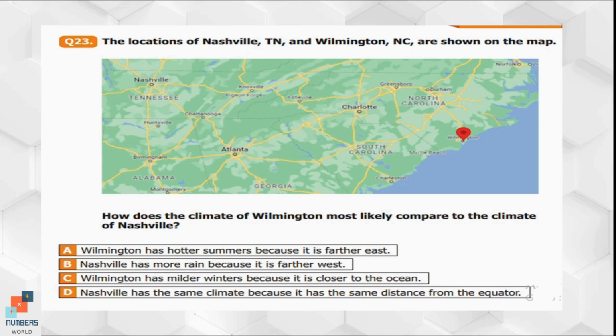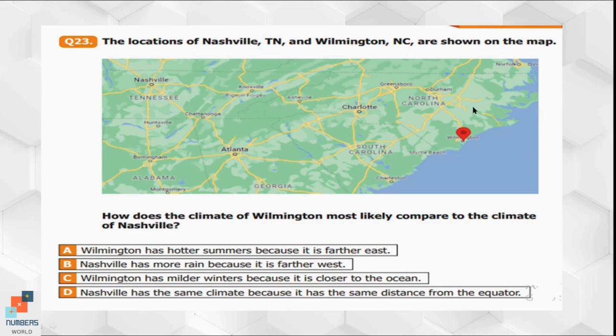Question number 23, the locations of Nashville and Wilmington, NC are shown on the map. How does the climate of Wilmington most likely compare to the climate of Nashville? Option A, Wilmington has hotter summers because it is farther east. Option B, Nashville has more rain because it is farther west. C, Wilmington has milder winters because it is closer to the ocean. Option D, Nashville has the same climate because it has the same distance from the equator.